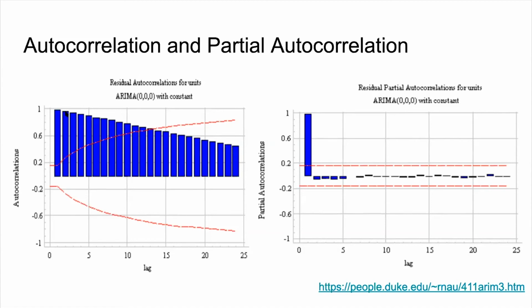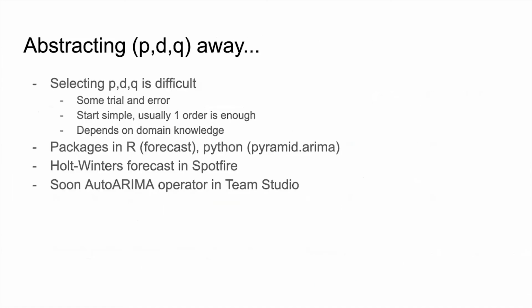Yes, exactly. So this is really quite a difficult concept. It does depend on domain knowledge, as I said before. There is some trial and error. You might try different values of P, D and Q. Generally speaking, the advice is to start really simple, with one order, and see how that works, okay?